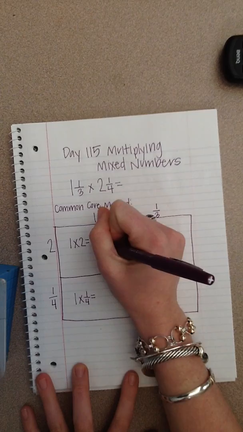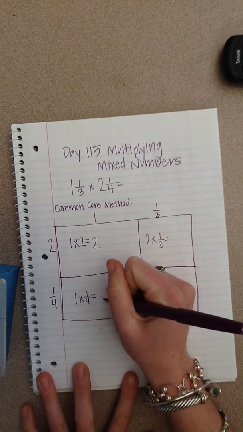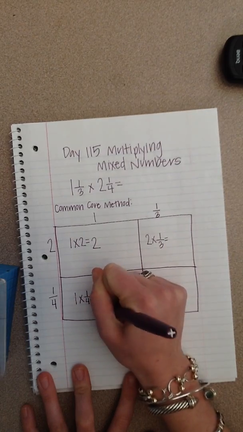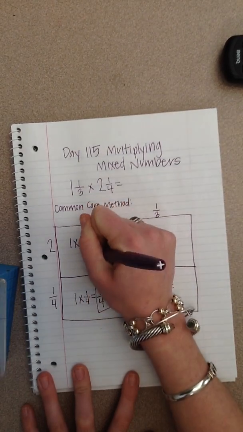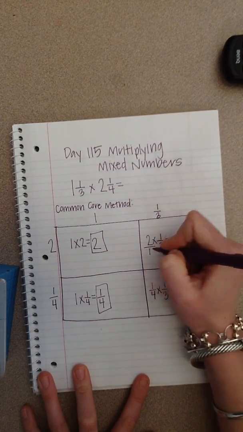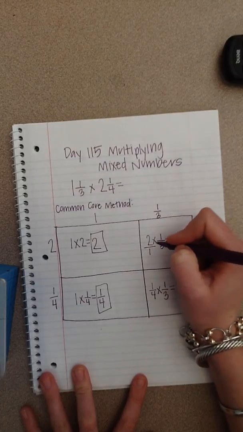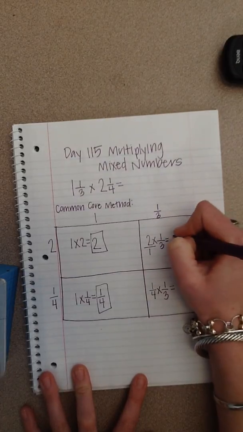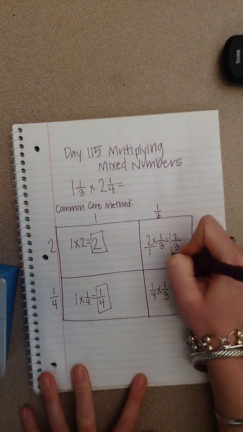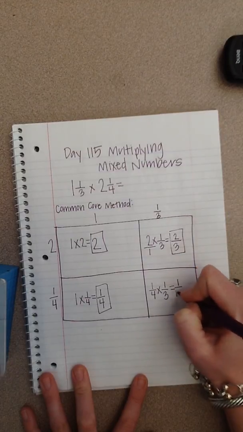So 1 times 2 equals 2. I know 1 times anything equals itself, so that's going to be 1/4. And I'm going to box these in so I make it very clear. Okay, I'm going to put a 1 under this because I know 2 wholes also equals 2/1. So 2 times 1 equals 2, and 1 times 3 equals 3. Here I'm going to multiply straight across, 1 and 12.